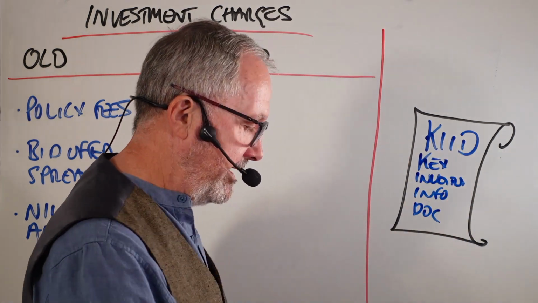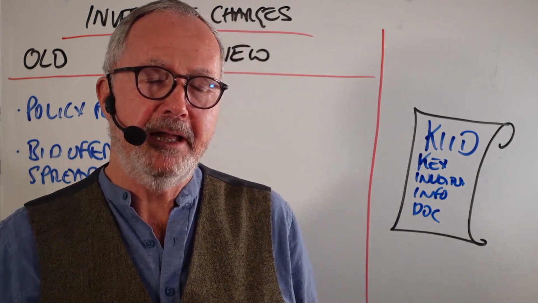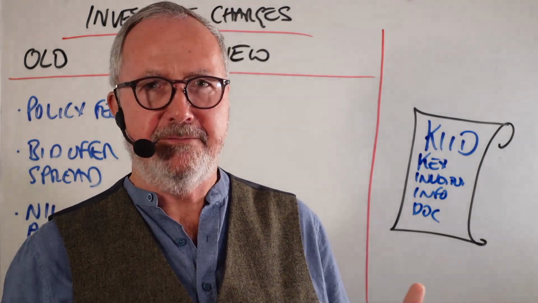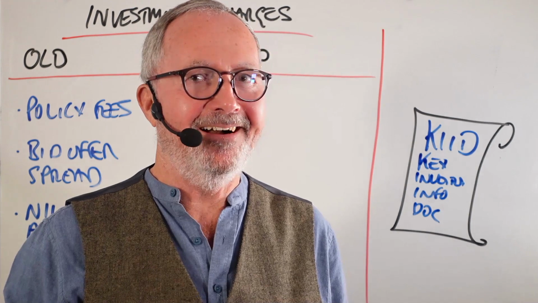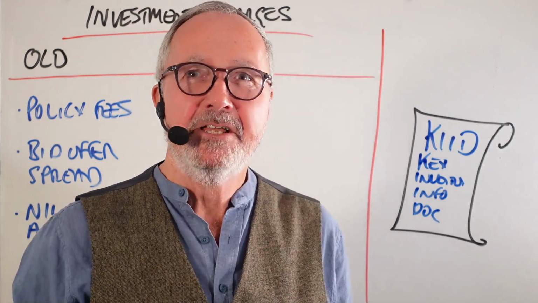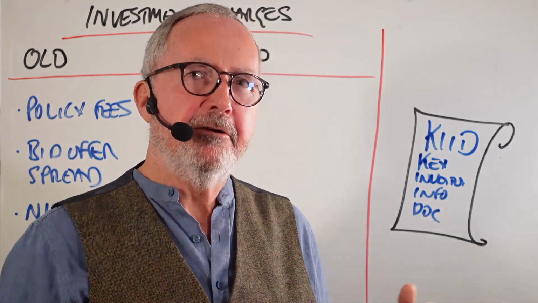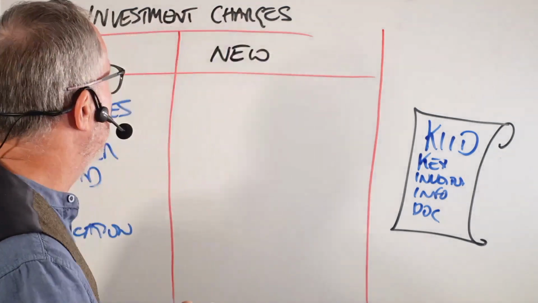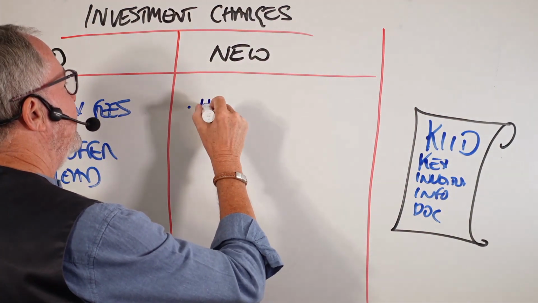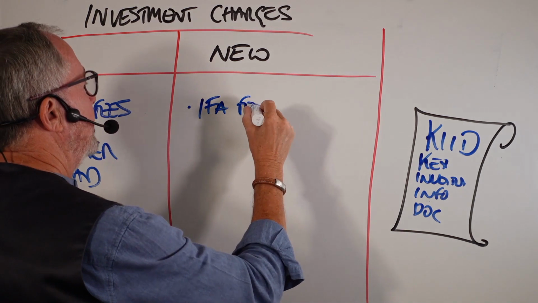IFAs give these out when they help people to give people advice on investments. Mortgage brokers don't get involved in KIDs. We have KFIs, just another acronym for you. So, of course, all the information is given there on the KID, as you can appreciate. So, what have we got? Well, first of all, we have the IFA fee. Now, IFAs, of course, don't earn commission anymore.